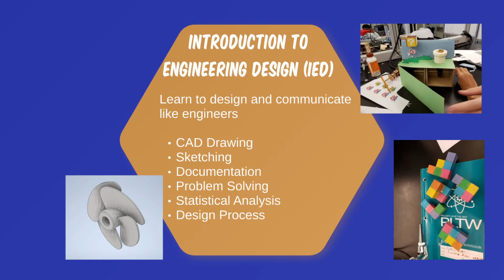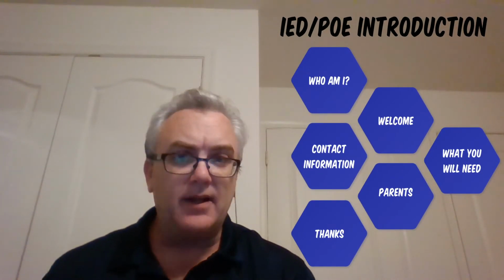When we get to Intro to Engineering Design, we're talking about communicating like engineers. We're doing CAD drawings, sketching, documentation, problem solving, statistical analysis. This is more online anyway, right? So we're using a program called Fusion 360, which is an Autodesk program. We will make sure that the students get a license for that, so don't go out and buy it. All the software they're going to be using will be provided to the students. That'll come a few weeks in. We're going to try to start building puzzle blocks and doing a lot of sketching and drawing, etc. This is going to be the class where we learn to design and communicate like engineers. And it's going to be fun. The kids are going to have fun doing this stuff.